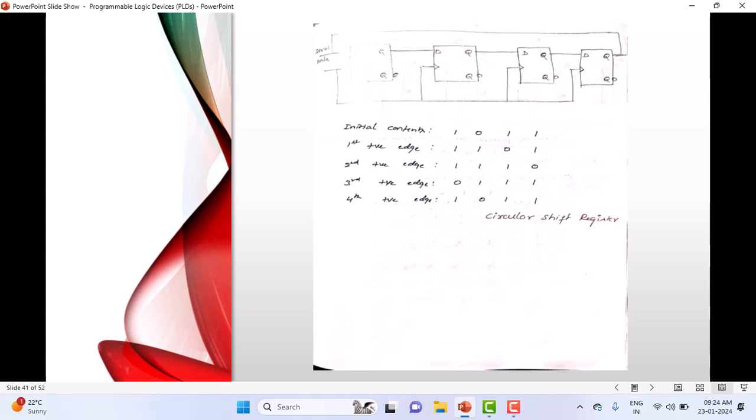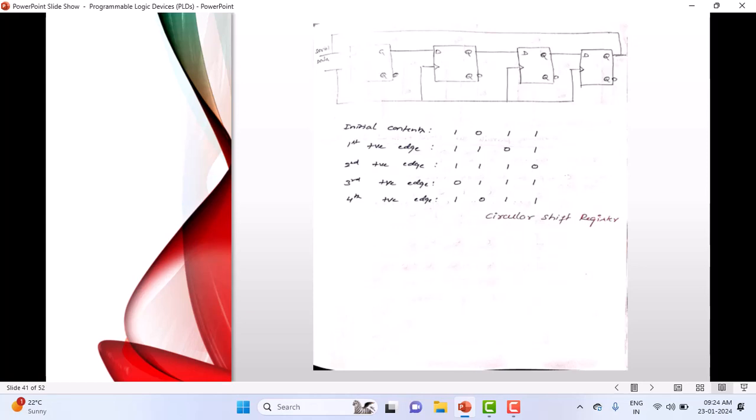If I assume that the initial content is 1011 for this one, when the first rising edge comes, you can see here I have made this 1. This data comes to the first input here. This data moves here and this data comes over here. It's 1101, 1110. This data moves here and this 1 comes over here. 0111, and lastly, after the fourth positive edge, we'll have the same data. This is called a circular shift register.